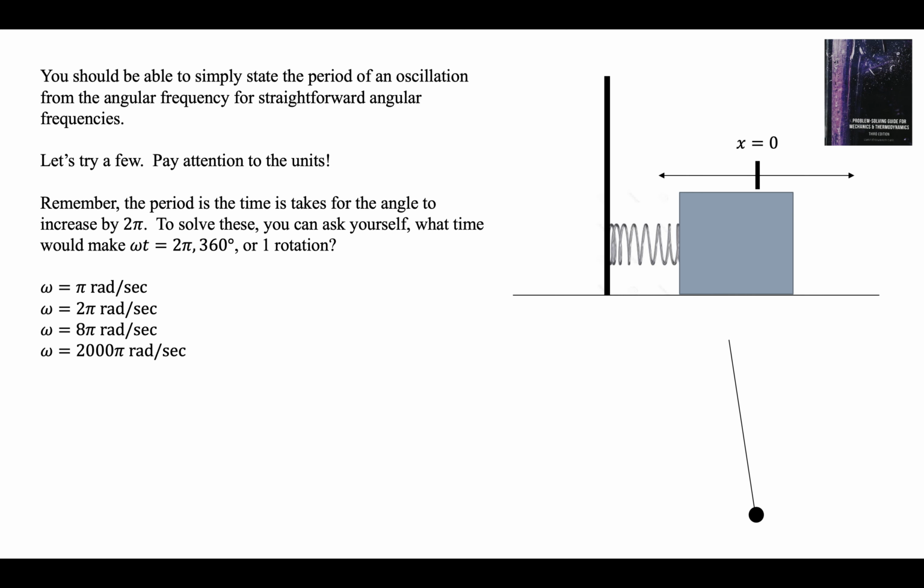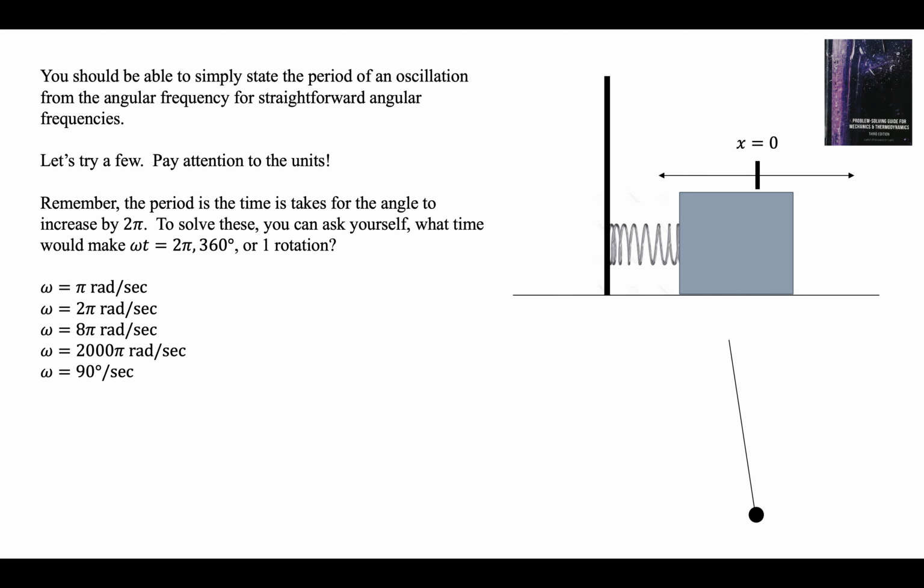2,000 pi radians per second. Each cycle is 2 pi radians. So that's 1,000 cycles per second. If it goes 1,000 cycles per second, the period is 1,000th of a second.